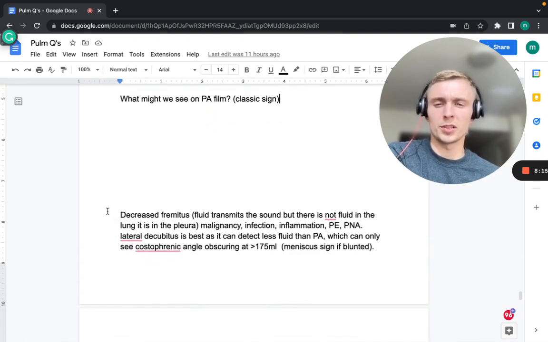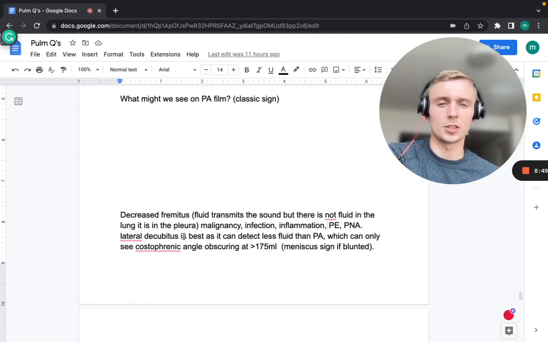So with the pleural effusion, it's going to be decreased fremitus. So remember that fluid transmits the sound, but there's no fluid in the lung, it's in the pleura. So in pneumonia, the fluid is actually inside the lung. That's why we have the increased fremitus, because the sound transmits through that fluid much better. But here we're not going to see that because the fluid is in the pleura itself, which is around the lung. So we're going to have decreased fremitus in a pleural effusion. Some of the causes of the exudative pleural effusion are malignancy, infection, inflammation, pneumonia, as well as a pulmonary embolism.